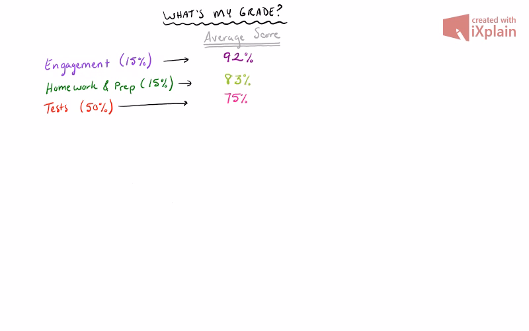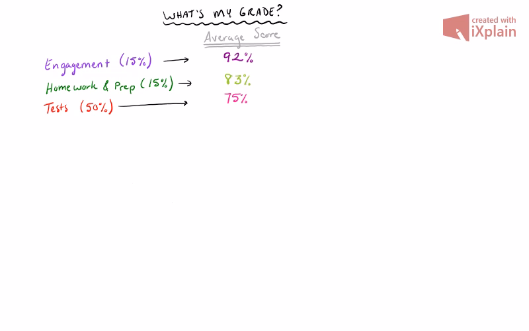Hi everyone, this video is connected to lesson 2.9, specifically dealing with weighted averages. So in this situation, we're going to look at how you can calculate your own grade, or how you can at least double check if your grade is correct in your grade book. So I have just a random example here.